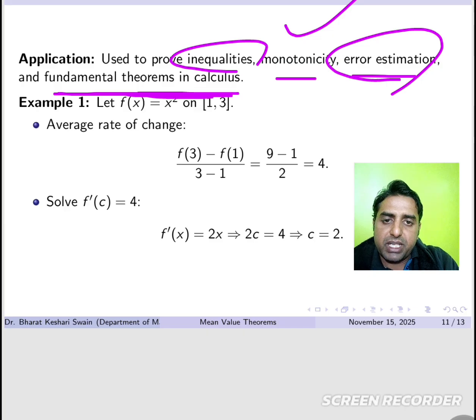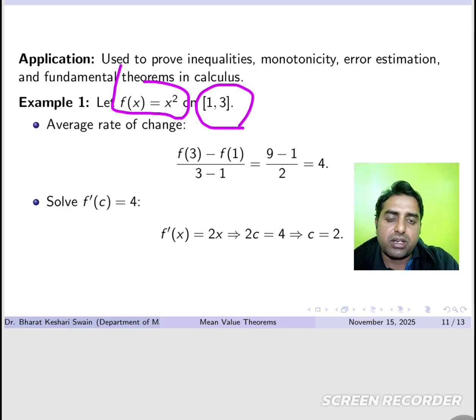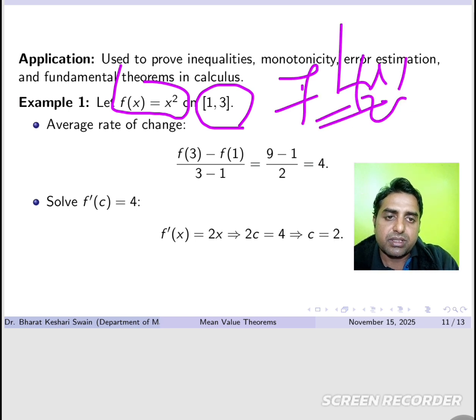Now for verification of the Lagrange mean value theorem, we can check from this example. Suppose f of x equals x square, and here the interval given is 1 and 3, and we know that f of x equals x square is a polynomial function, so it is continuous and differentiable. What will be f dash x? F dash x equals 2x.